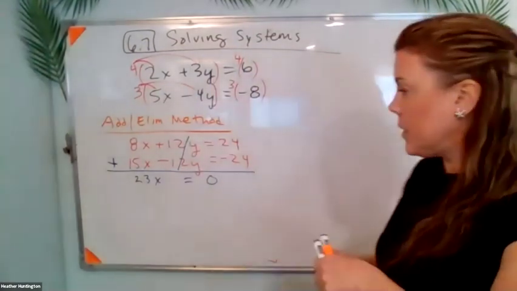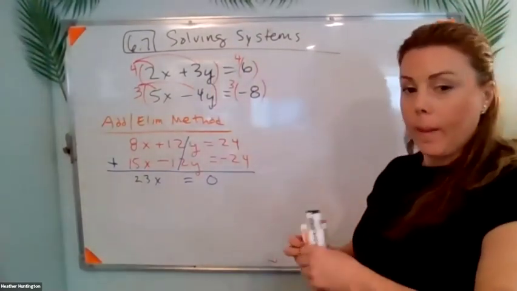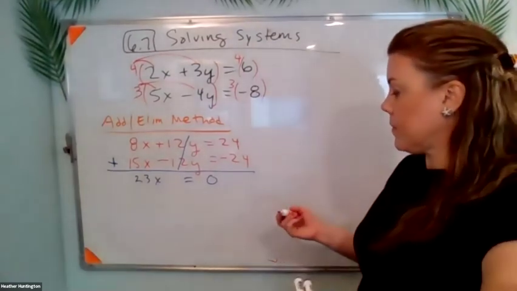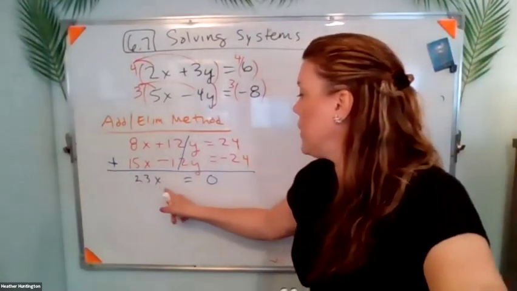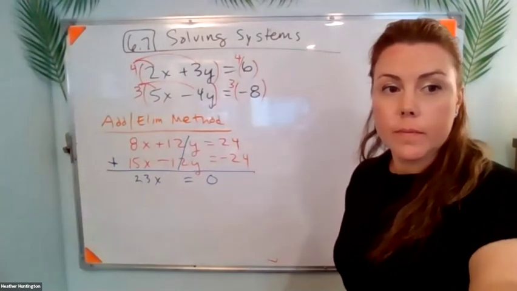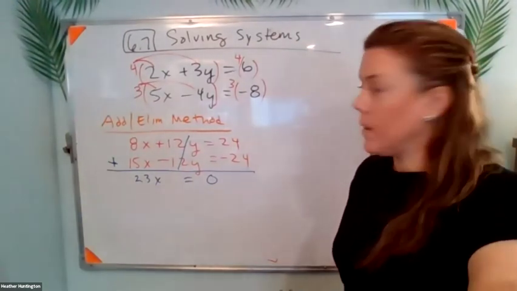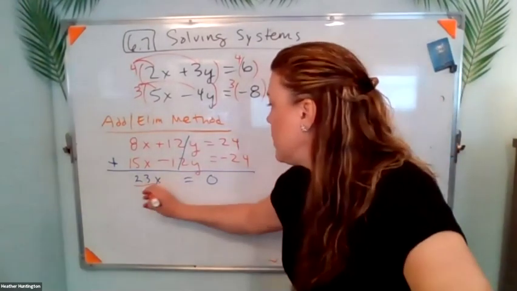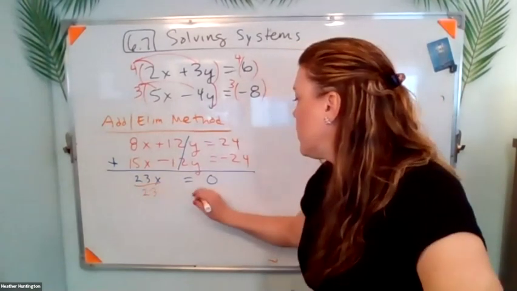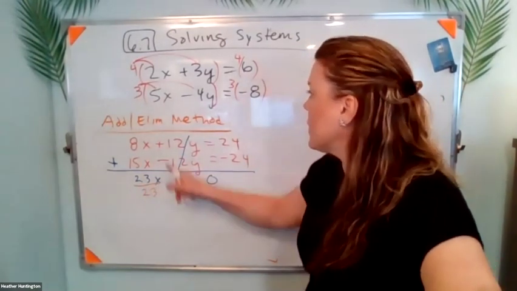So what's next? How do I solve for x? I see what I did wrong, by the way. Divide. Divide by 23, because you want to get a 1x.